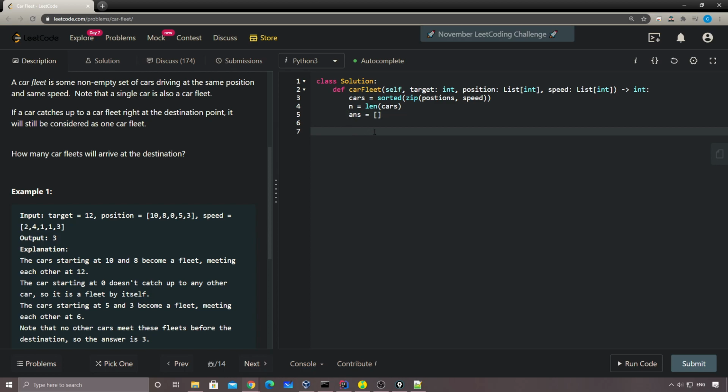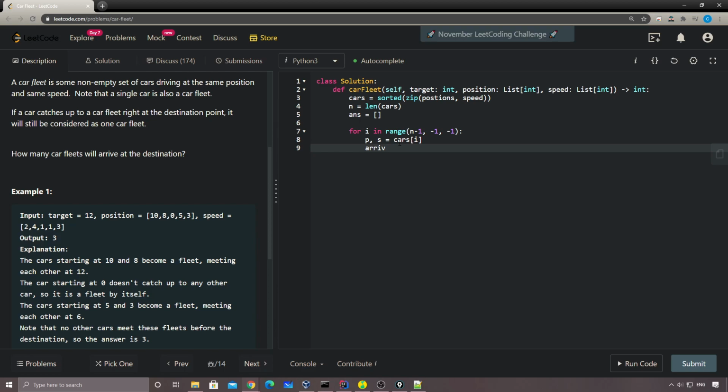So for i in range of n minus 1, to minus 1, step minus 1. The reason I'm traversing from the end in reverse is because the condition we are using here is that we want to know if the current car is faster than the previous car, which means the car on the right side. That's why, in order to get the previous car's speed, we need to traverse from the end.